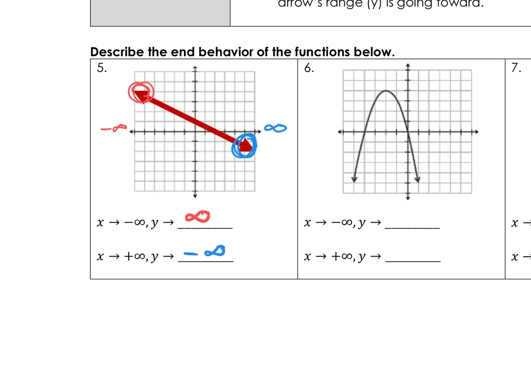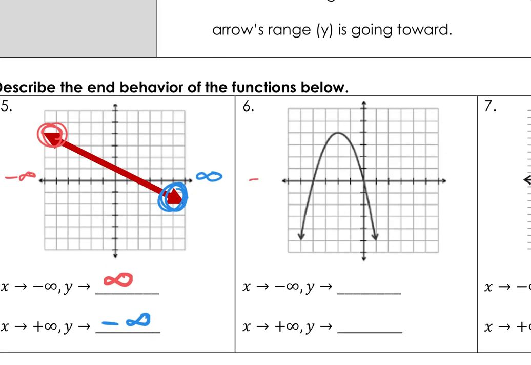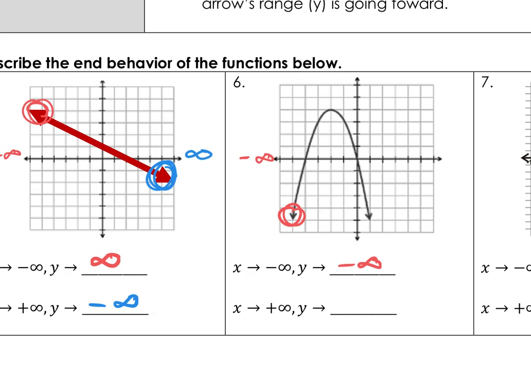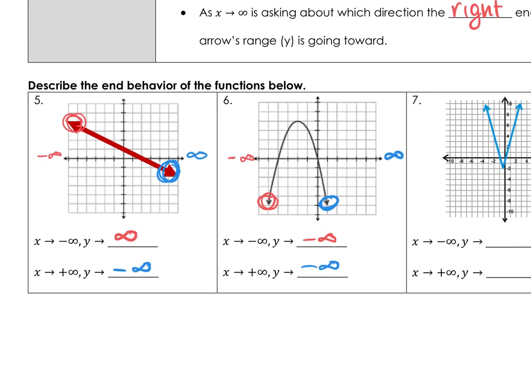All right. Number 6. As x goes towards negative infinity, I'm looking at the left arrow. Which way is the left arrow moving? Down. So y is going towards negative infinity. As x goes towards positive infinity, positive infinity is the right arrow. Which way is the right arrow going? Also down. So that's also negative infinity, because they're both ending pointing down.